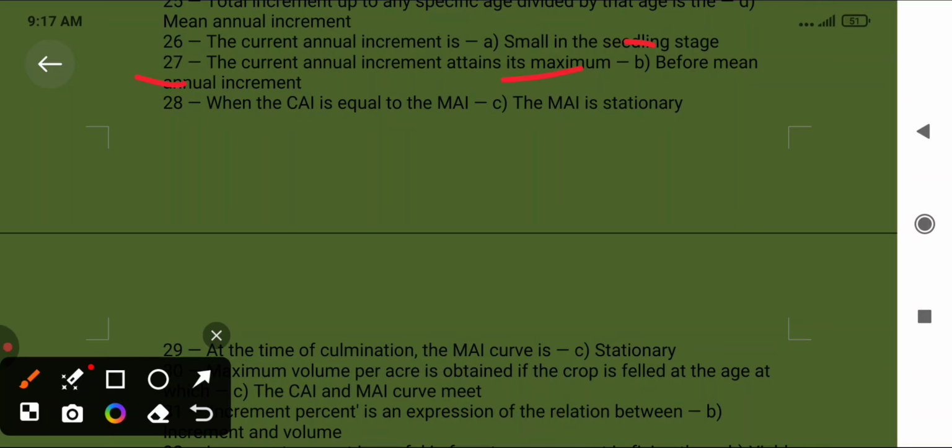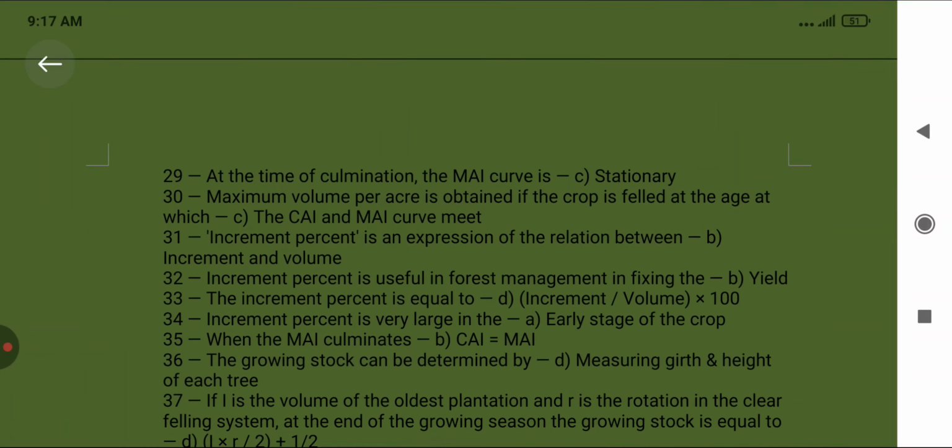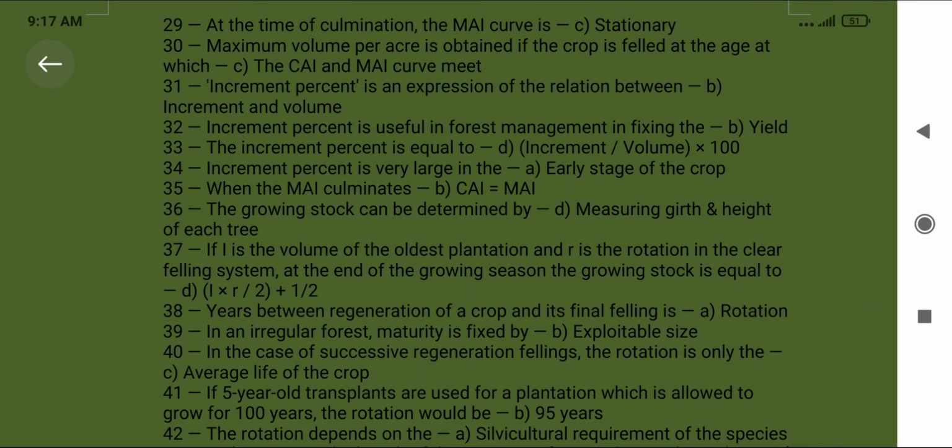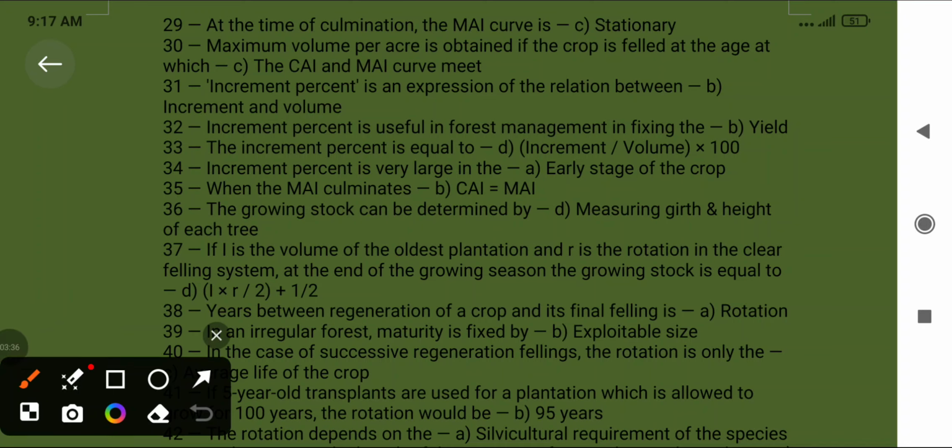When the CI is equal to the MI, the MI is stationary, and we can see at the time of culmination the MI curve is stationary, and the maximum volume per area is obtained if the crop is felled at the age at which the CI and MI curves meet. Increment percent is an expression of the relation between increment and volume. Increment percent is useful in forest management in fixing the yield. Increment percent is equal to increment by volume into 100.